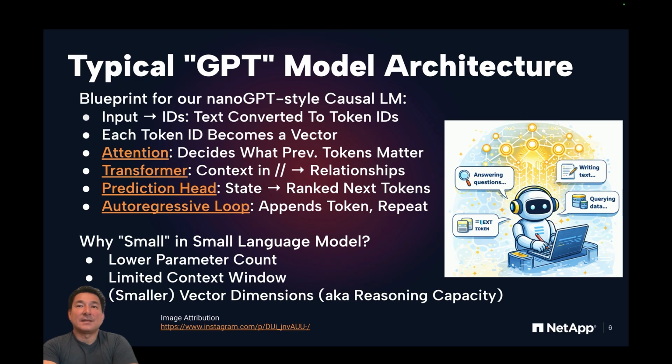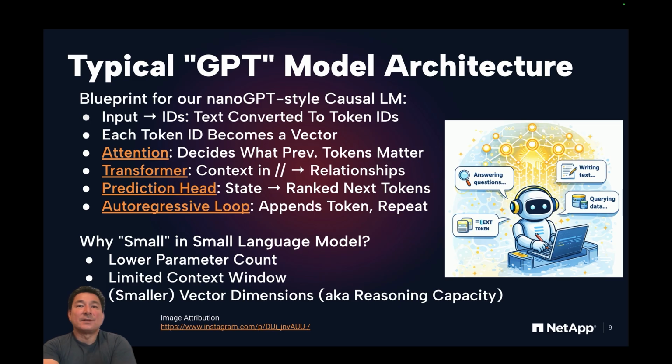Fundamentally, using data science terms, this is how a large language model works. For a small language model, it's effectively the same thing. The differences are, we have a much lower parameter count. So instead of trillions or hundreds of billions of parameters, you might just have hundreds of millions to about 10 billion parameters instead. Small language models tend to have smaller context windows.